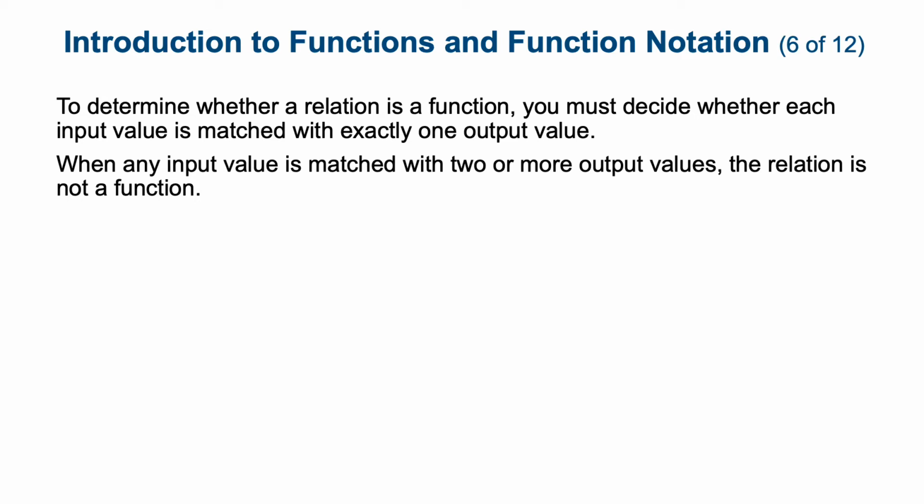So how do we determine a relation is a function? Well, we need to know whether each input value is matched with exactly one output value. When you have an input value that's matched with 2 or more output values, the relation is not a function. So if you were to look at a set of points and the x repeated, but you had different y's for the same x, you would know this is not a function.